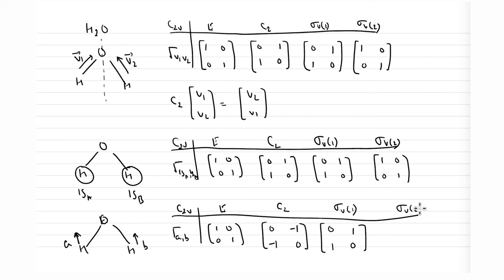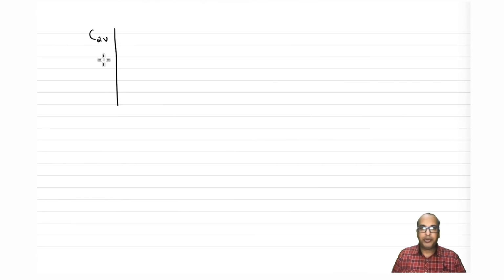And for sigma V2, A will not be replaced with B, but A will change its direction. So it will be a negative unit matrix. A remains at A but changes its sign by doing sigma V2. Similarly, B remains at B but changes its sign. So we can say that there are multiple such representations possible. If we now try to list all the representations down, what we have seen so far, we have seen E, C2, sigma V1.